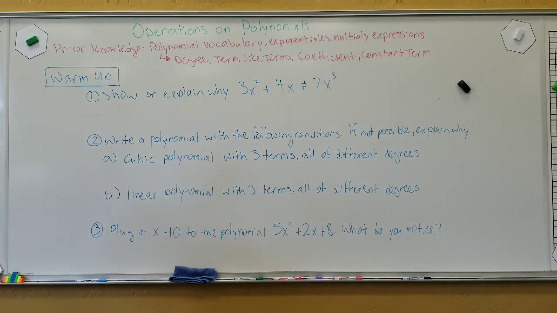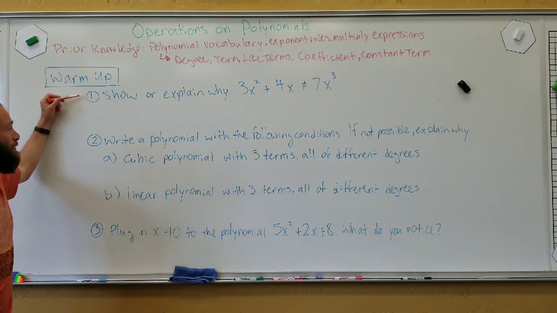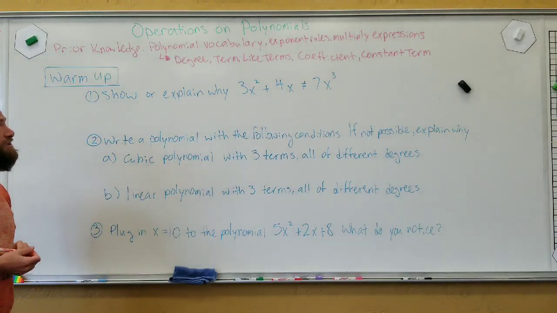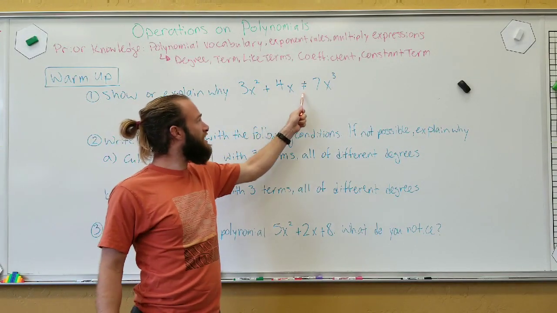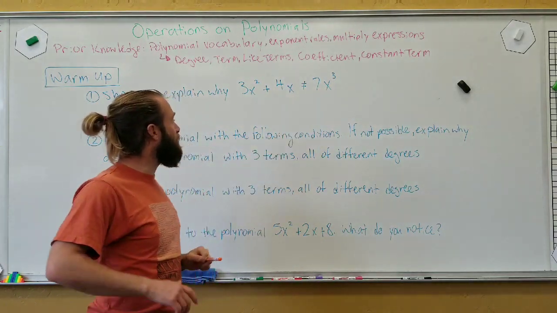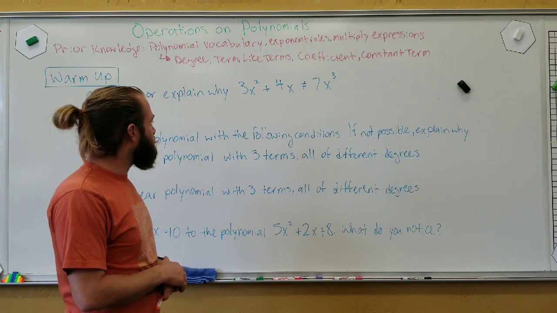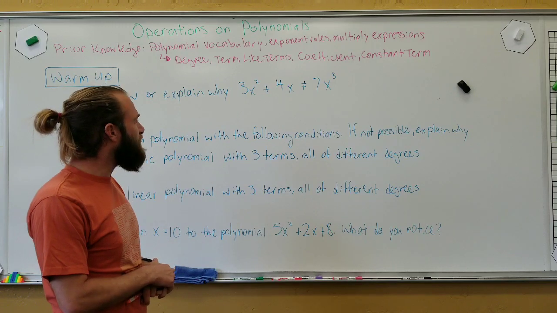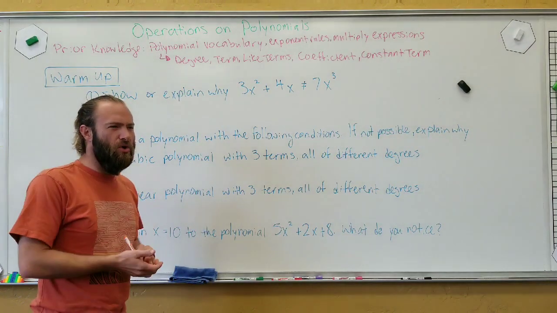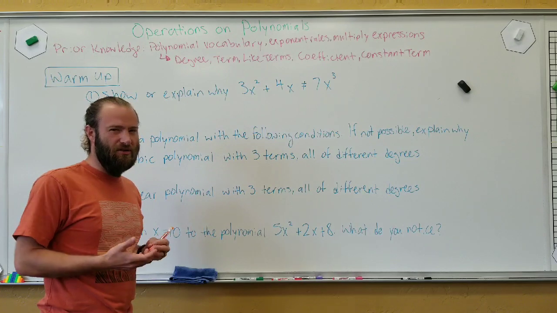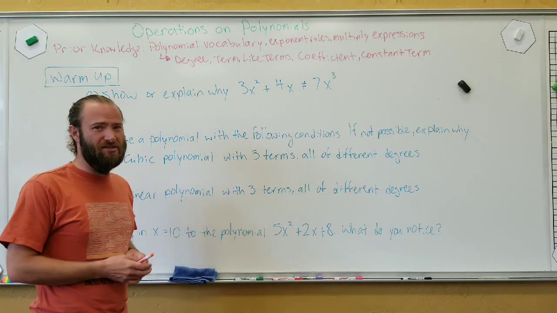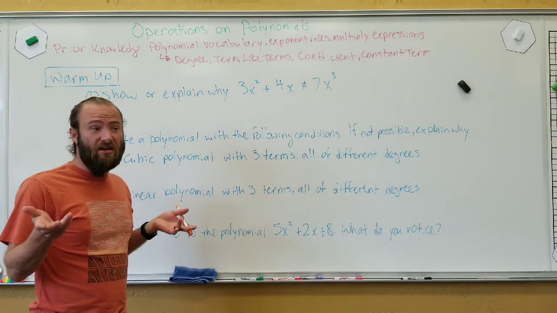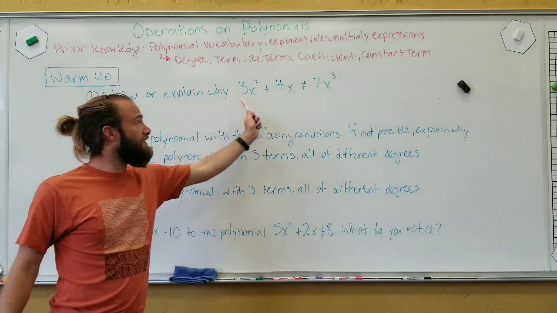Okay, let's go ahead and take a look at what you came up with for these problems. Now, one says, show or explain why 3x squared plus 4x is not equal to 7x cubed. Well, let's think about a few things. If we're trying to show something works or doesn't work, something that's often really helpful is using a specific example. So what I mean here is, did you try to just plug a number in for x and see that it does or doesn't work? In this case, we're trying to show something doesn't work.